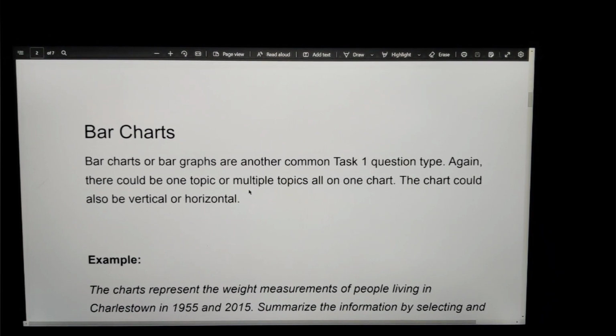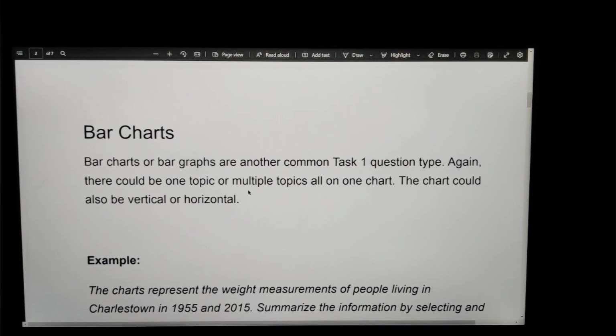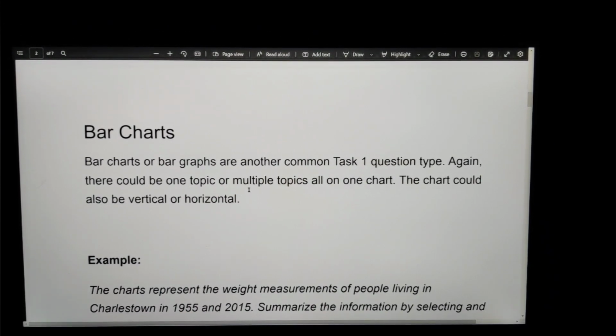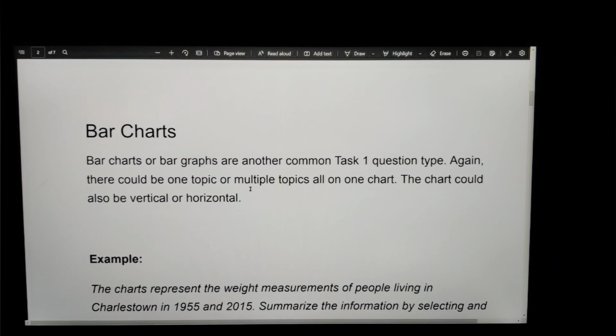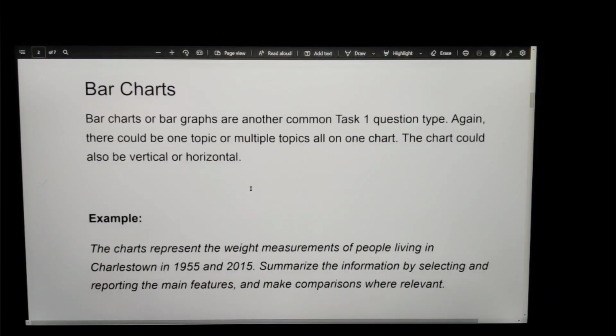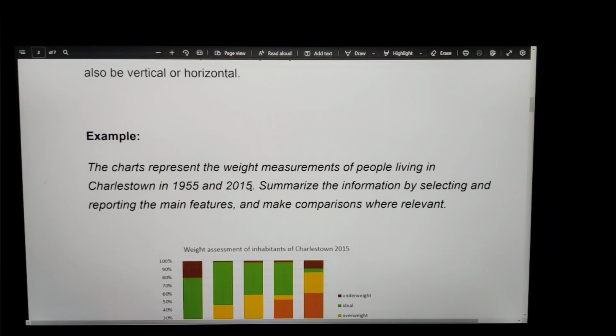The second and most important type is the bar chart. Once again, these are a common type of question and it covers multiple charts. It can be vertical or horizontal, both. So this is an example of a bar chart.